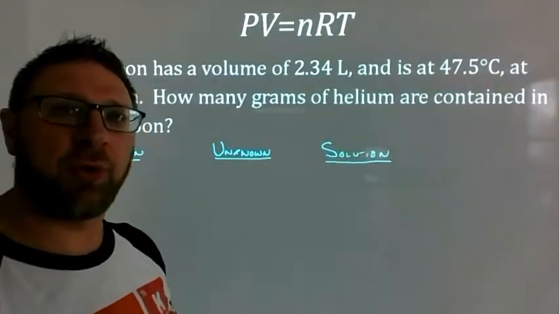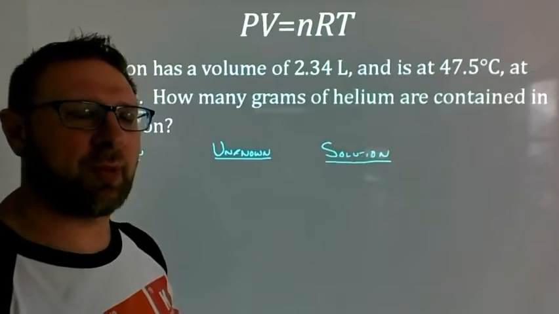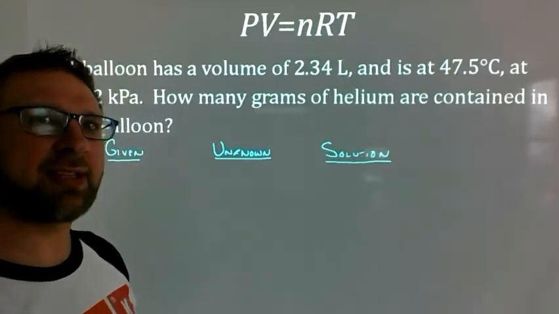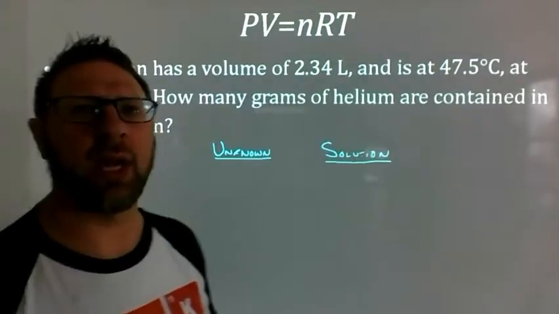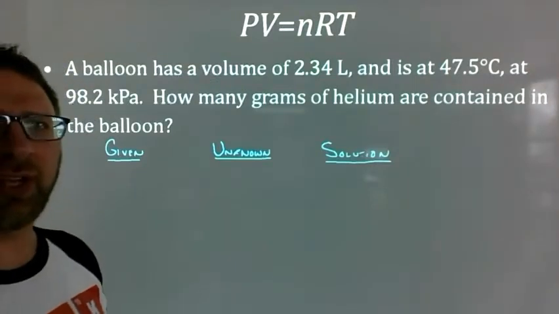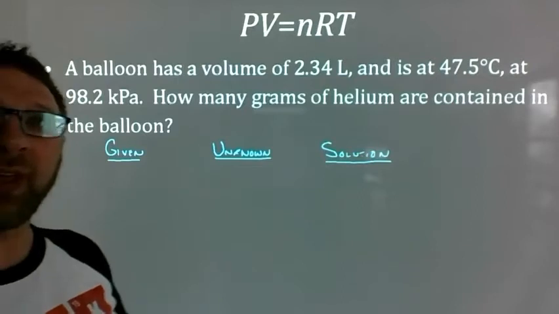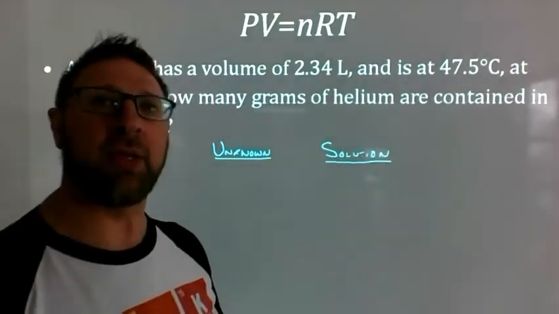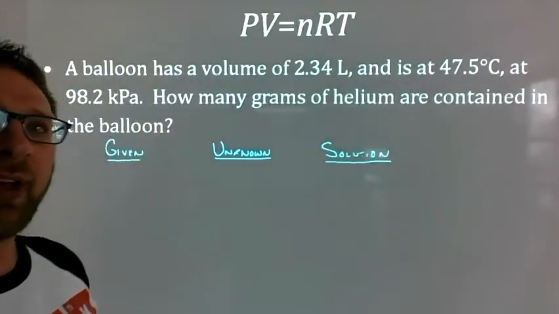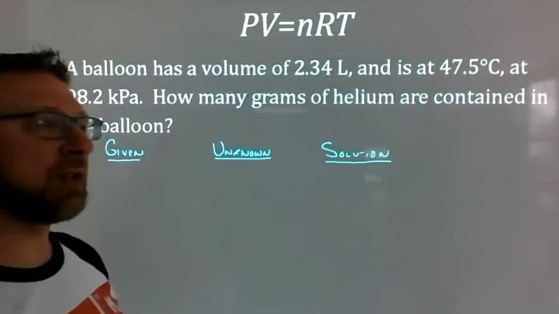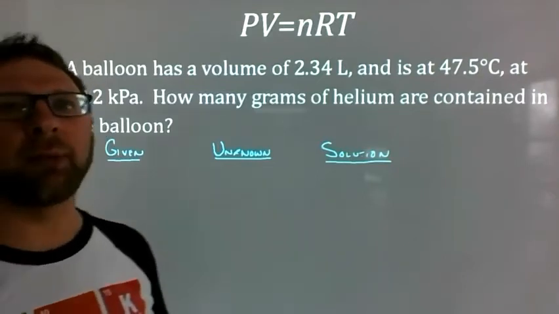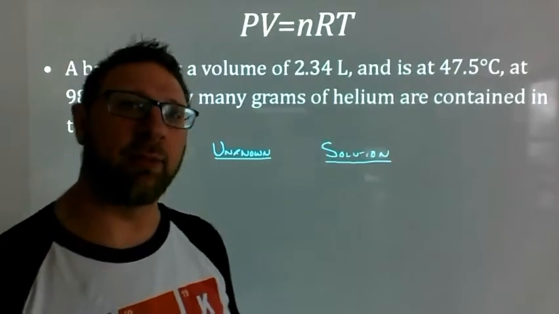I just want to walk you through one of the sample problems for using the ideal gas law. I think we did this one in class, but just so you can go back and check this out, we're going to do that again right here. So we've got a balloon with a volume of 2.34 liters. It's at 47.5 degrees Celsius and 98.2 kPa. How many grams of helium are contained in the balloon?